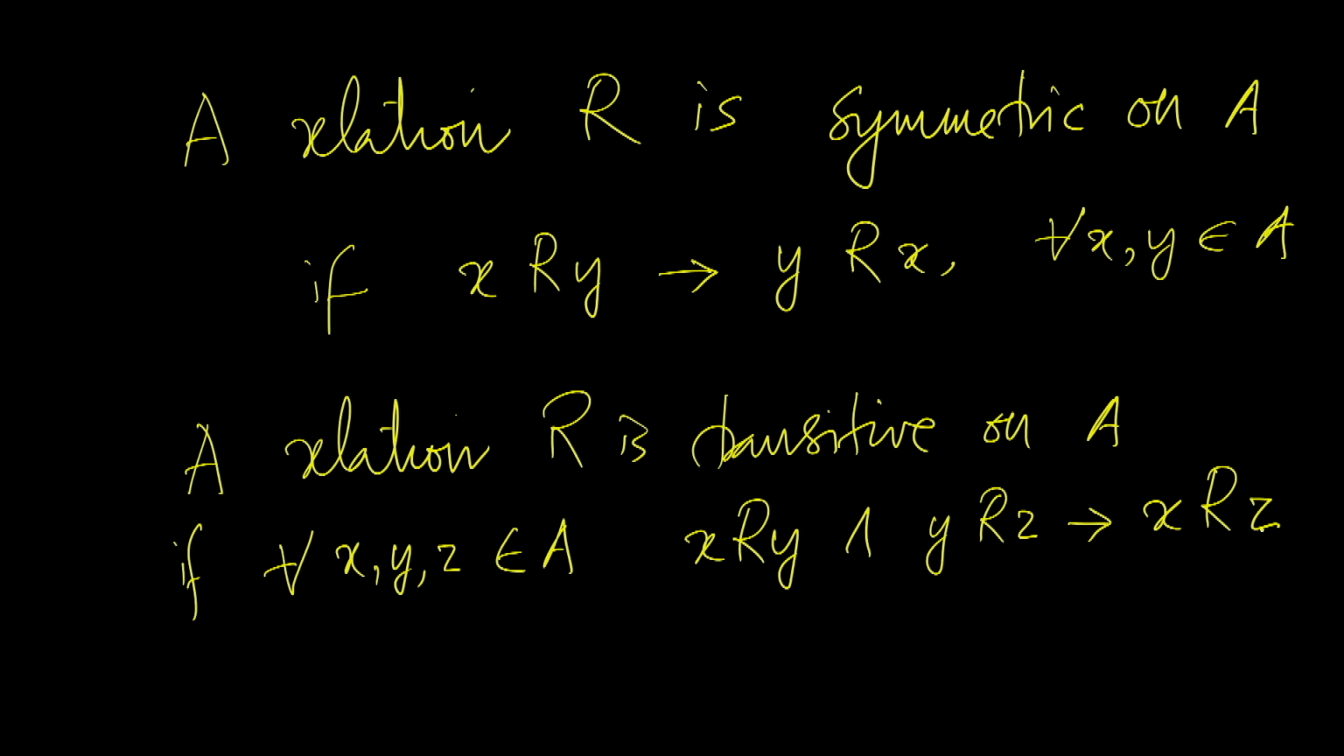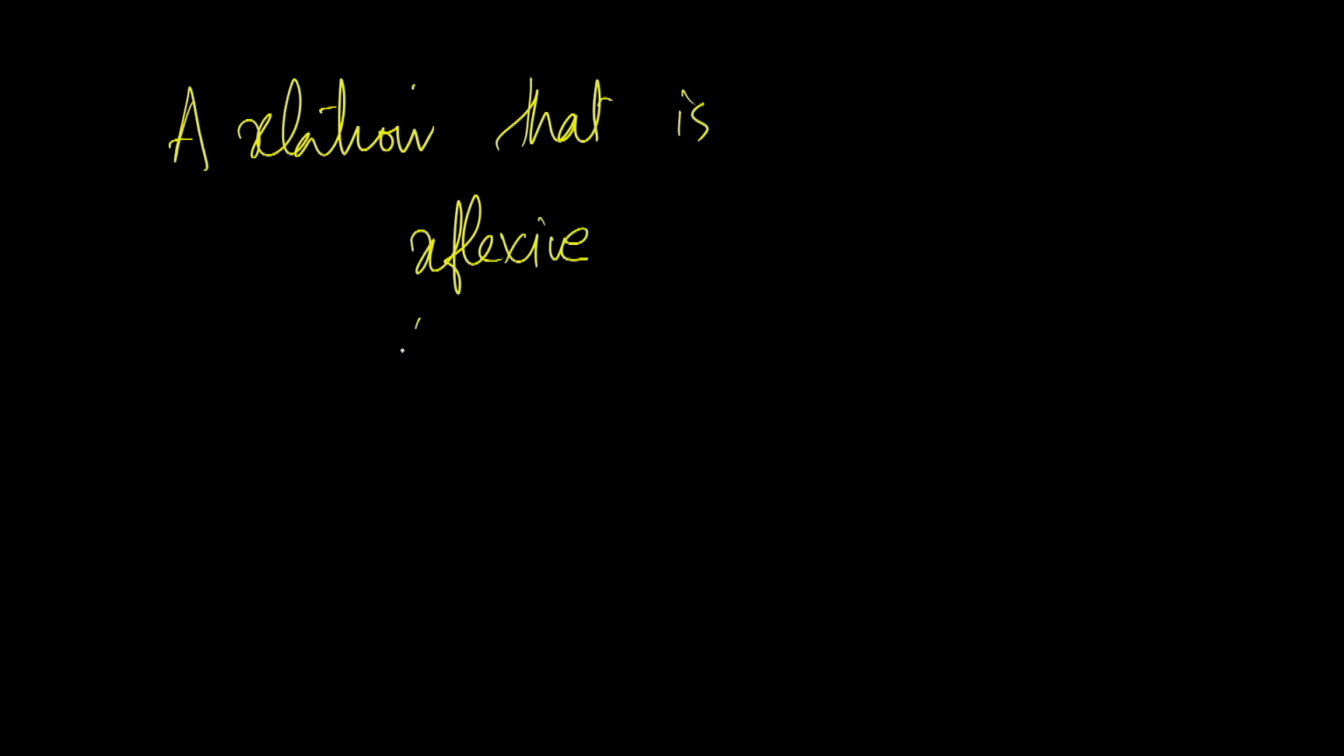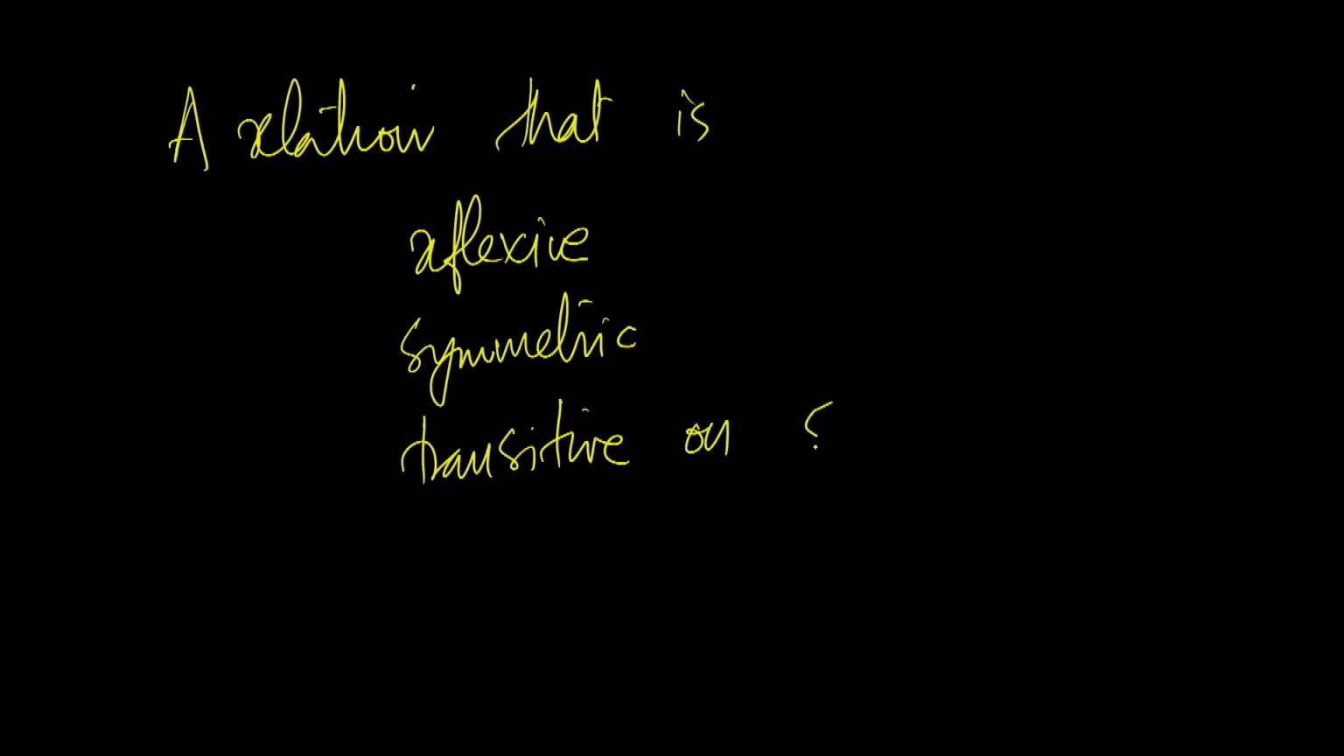When a relation satisfies all these three properties, a relation that is reflexive, symmetric and transitive on set A is an equivalence relation on A.